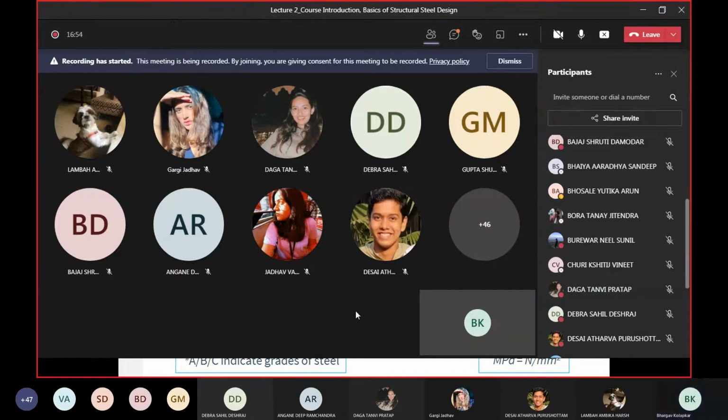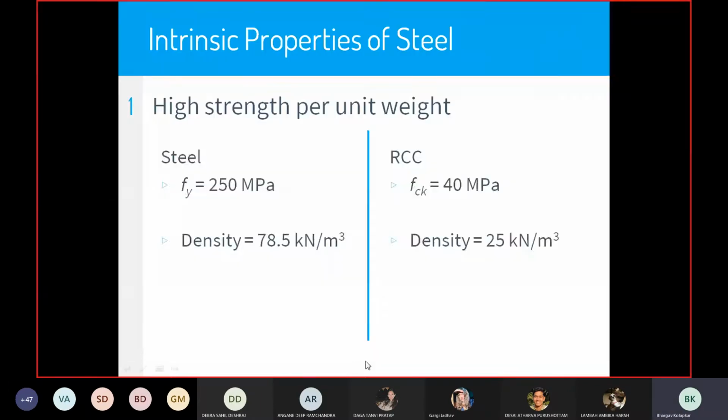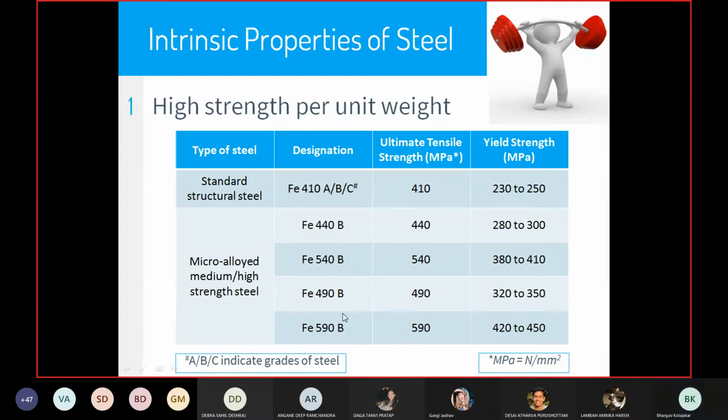Okay. Similarly, let's go back to the presentation. Steel has a better strength per unit weight. Before we get into what it means, let us try to understand what the different types of steel are and what the numbers mean with regard to its strength.